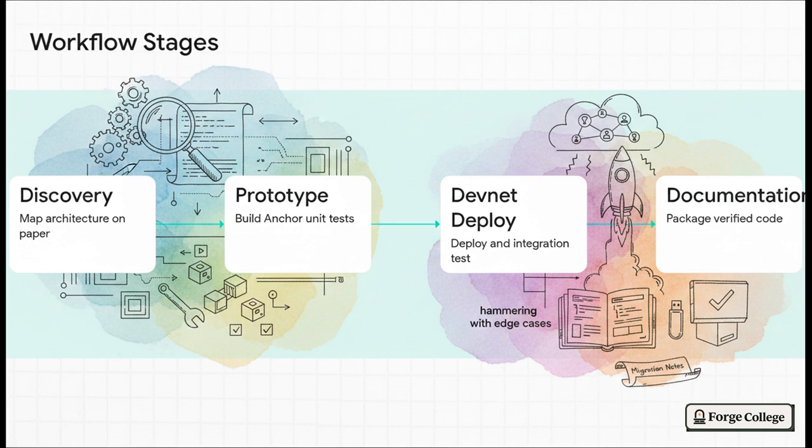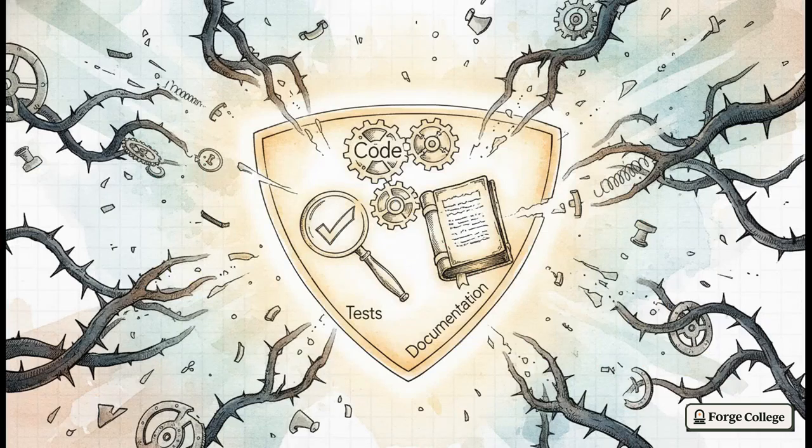We push to the live test network and just hammer it with edge cases. And finally, step four is documentation, where we neatly package up our verified transactions, our code, and all our migration notes. Guys, I really cannot emphasize this enough. Every single stage of that workflow has to produce a very specific triad: code, tests, and documentation. Adhering strictly to this trio is literally your best defense against the dreaded scope creep.